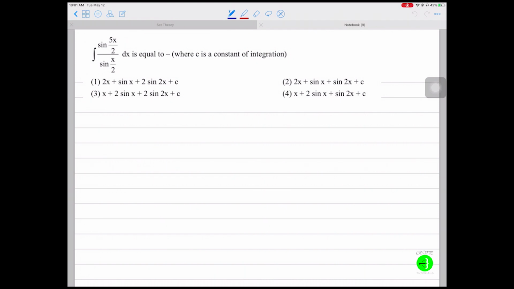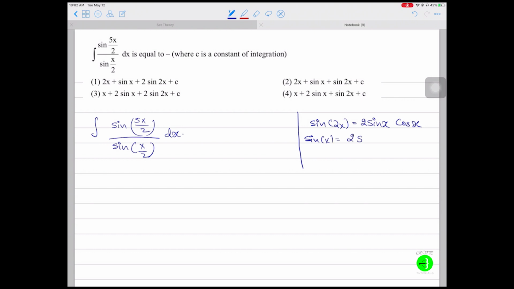The integral of sine 5x over 2 over sine x over 2 dx is equal to, and we have some options. So let's try to solve the integral. And let me just list the trigonometric identity. We know that sine of 2x is 2 times sine x times cosine x. We can use this thing. So sine of x can be written as 2 times sine of x over 2 times cosine of x over 2.